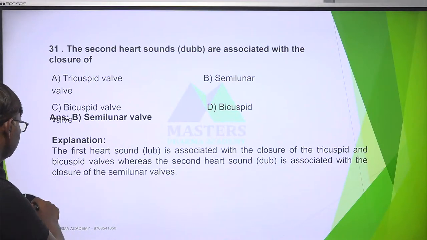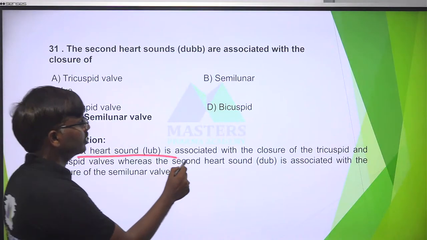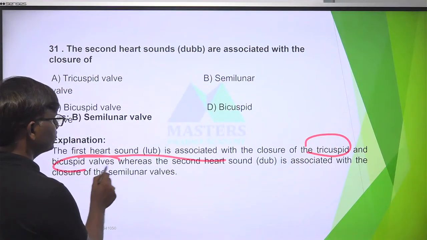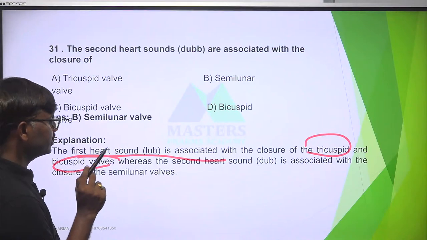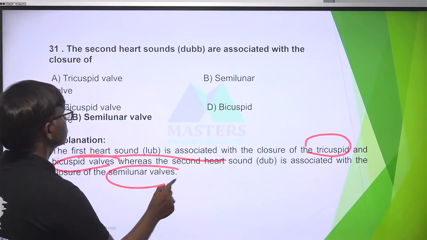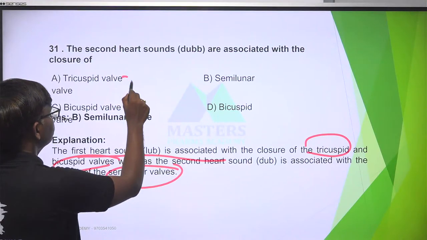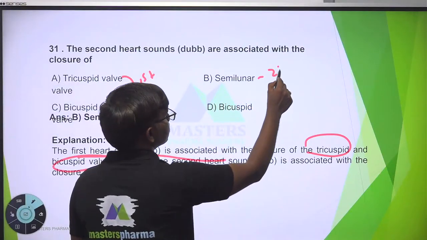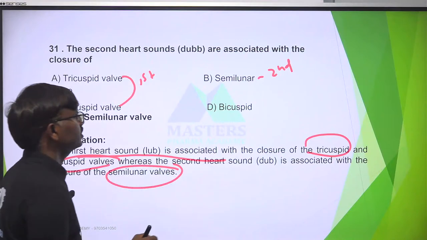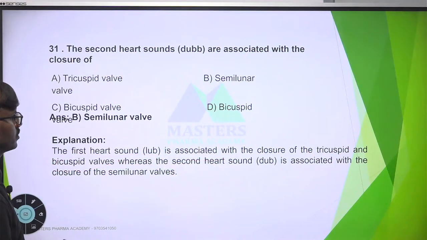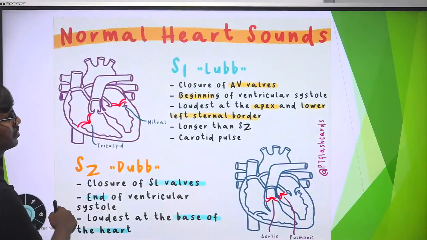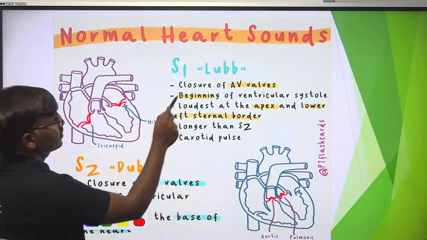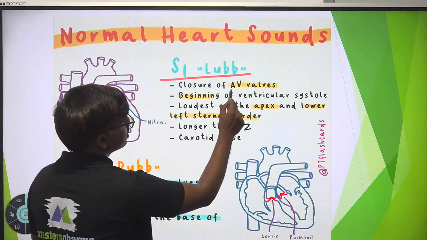The first heart sound is associated with the closure of tricuspid and bicuspid valves. The second is associated with the semilunar valves. So tricuspid and bicuspid first, semilunar second: lub, dub. This is very, very important, you remember. So first, the lub sound is the closure of AV valves.